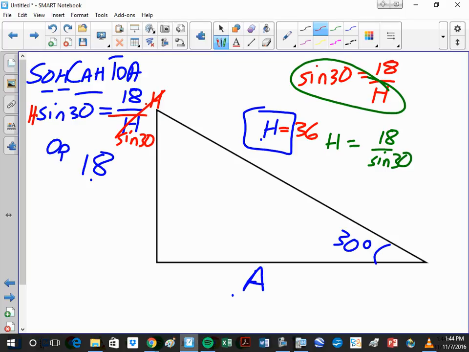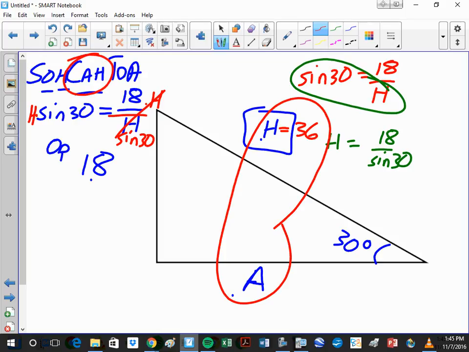What if I wanted to find a? What trig ratio would I use to find a if I also use the hypotenuse? Sine, cosine, or tangent? Sine would be O over h. It would be cosine. Cosine would be A over h. We write it out. Cosine of 30 is equal to A over 36.